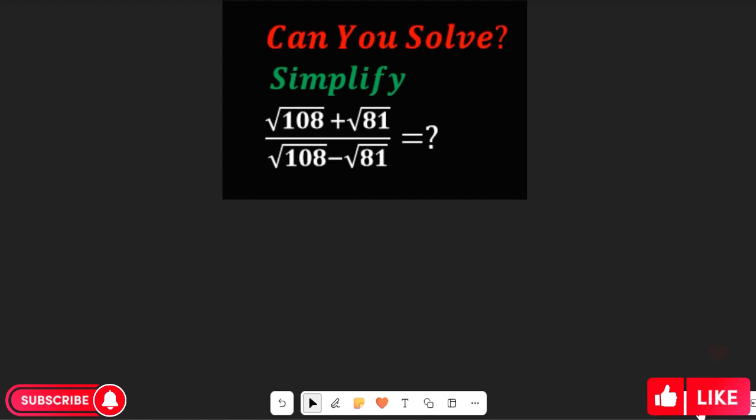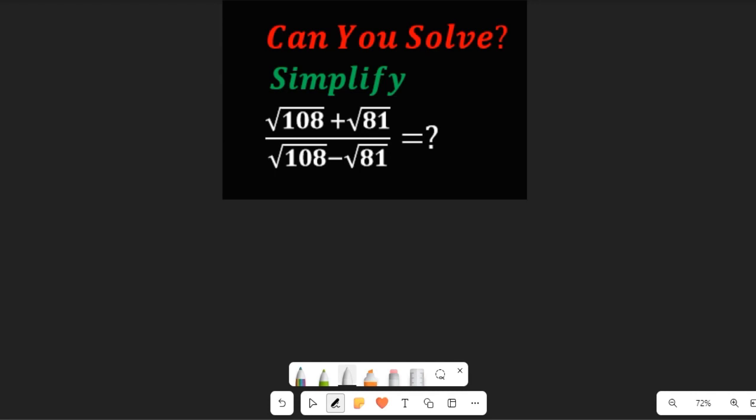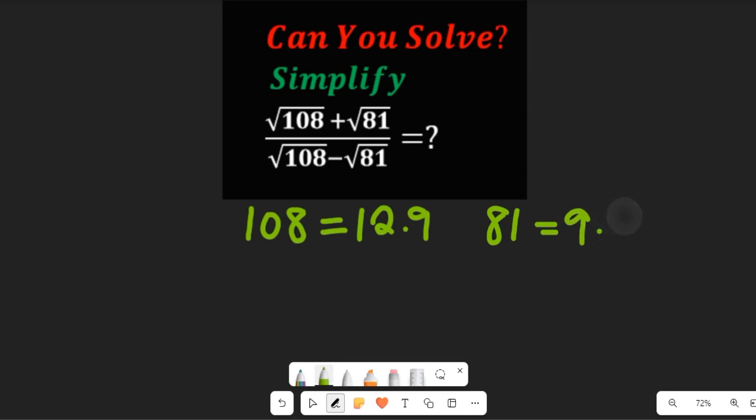Now, from this expression, you can see that we can simplify all this by finding the factors of all the values in the square root. You can see that 108 can be written, if you find the factors of 108, as 12 multiplied by 9. That can replace 108, while 81 is a perfect square because 9 multiplied by 9 gives us 81.